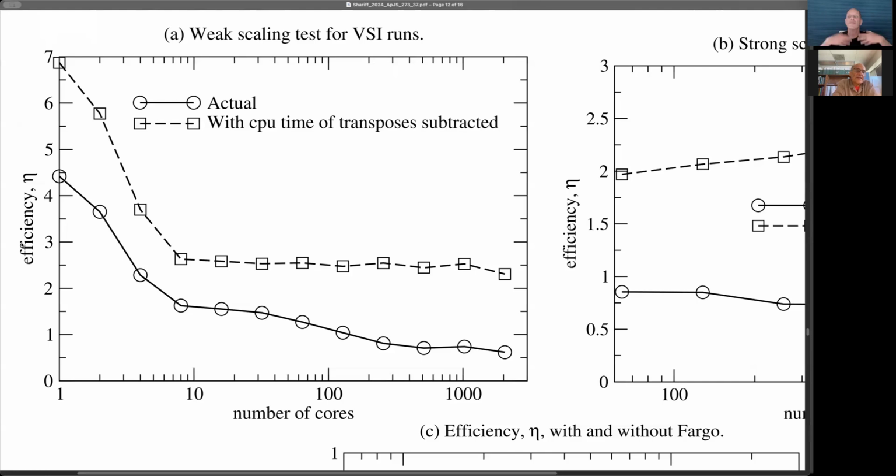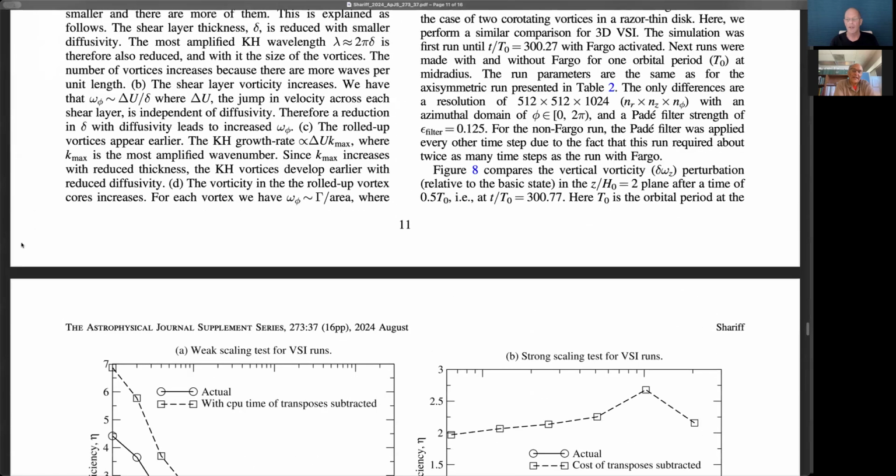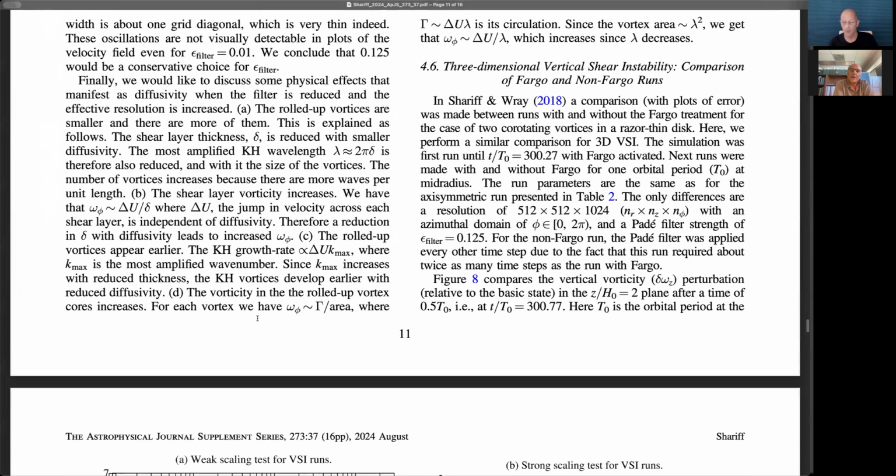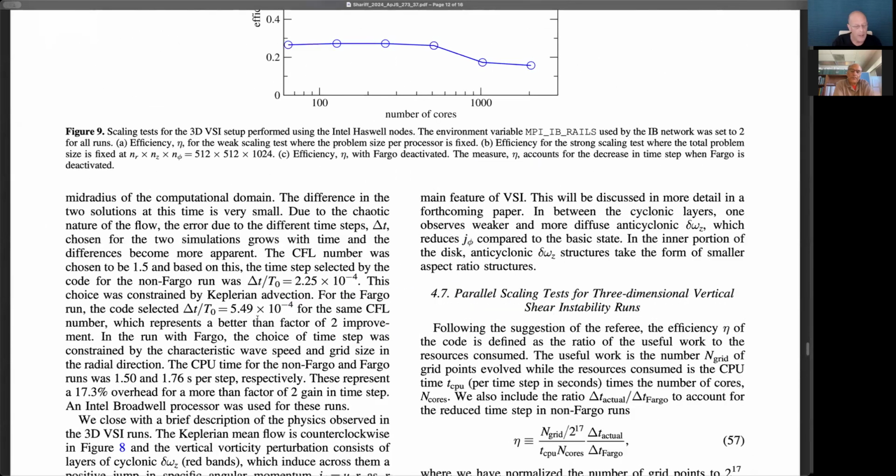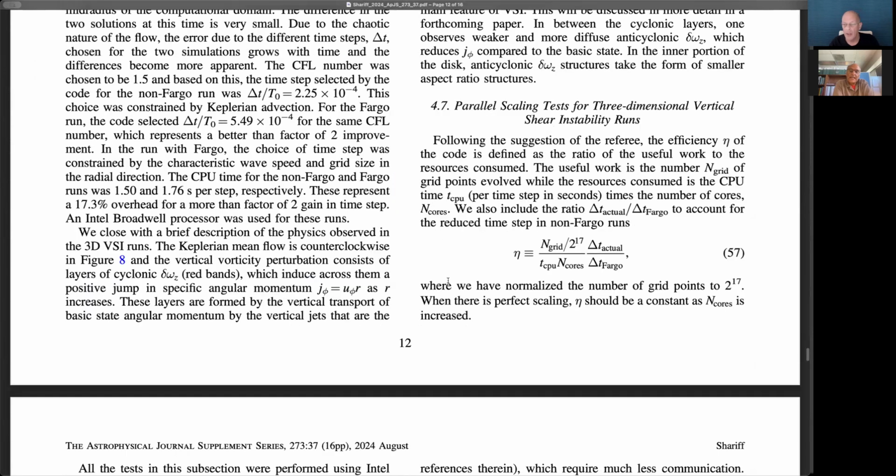So the efficiency is basically essentially how many grid points you're able to advance per wall clock time times the number of CPUs. Can I please refresh myself on the definition? Sure, let's find out. Let's look at the equation for the efficiency. And here we go.